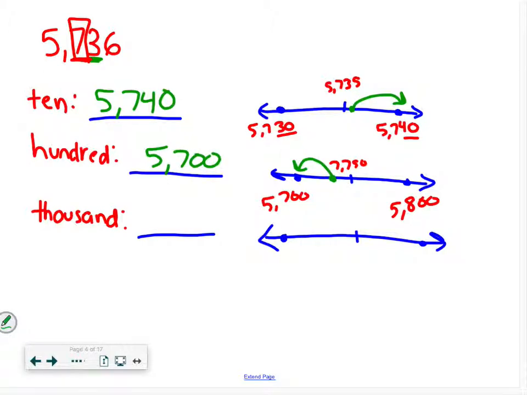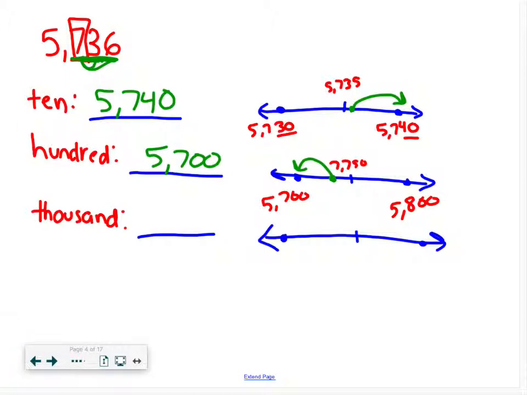And again, if I'm looking at my hundreds place, I have 700s. Well, I only have 3 tens, or I only have 36. 36 isn't that close to the next 100. 36 is closer to 700 than 800. So that's another indicator that I would keep it and I wouldn't round up.